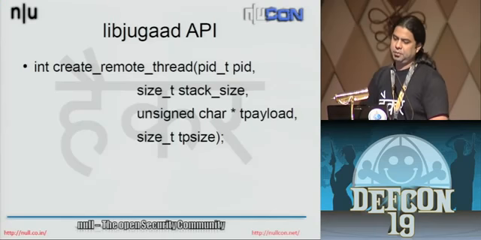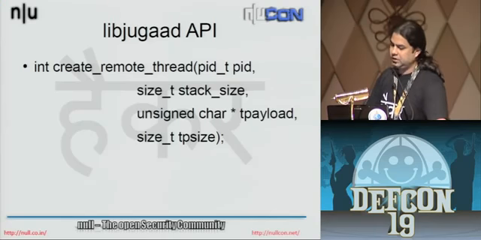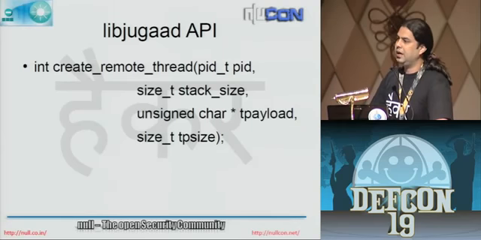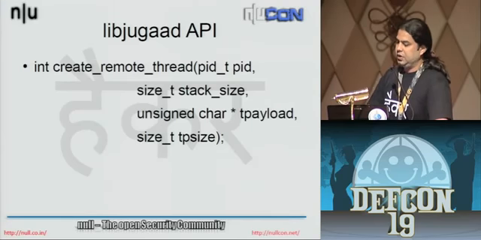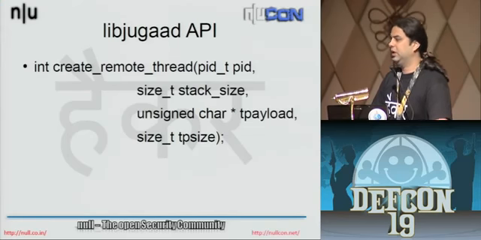Okay, so finally the API is as simple as this. All you need to do is specify the PID of the remote process. You need to specify the stack, the size of the stack, and you need to specify the payload that you want to inject inside that process. So this is all that is required from a generic point of view.